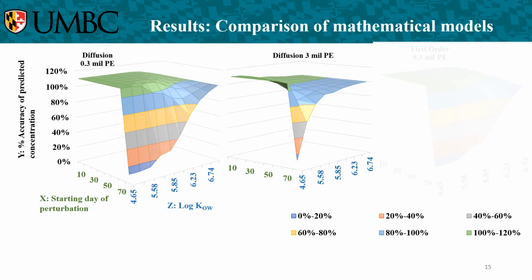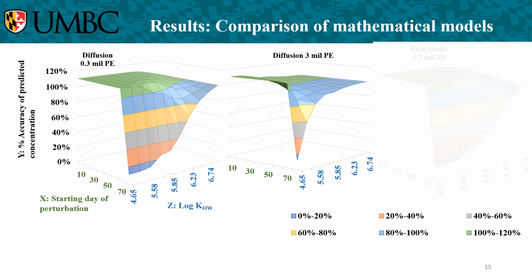The final aim of this work was to look at how consistent our results were across the two models. For this, we are looking at a surface plot where the x-axis corresponds to the starting day of the perturbation. The z-axis corresponds to the log KOW of the PCB congeners. The y-axis corresponds to the percentage accuracy. So we get a three-dimensional surface curve, which is a function of these three parameters and consequently is a measure of the sensitivity of the compound sampler design system.